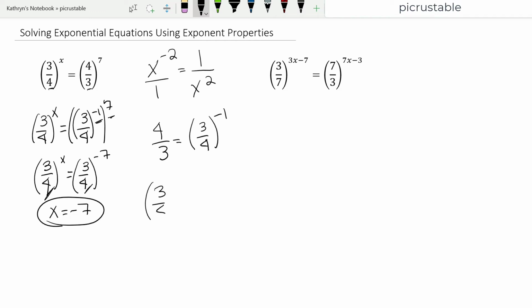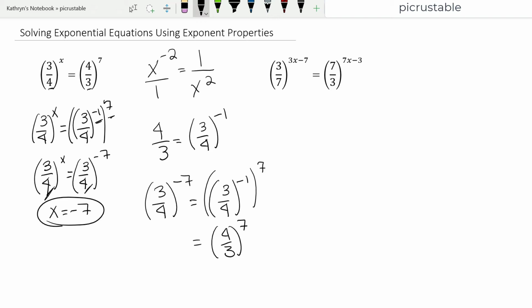We have 3/4 to the x. Well, the x we think is -7. Now, if I rewrote that, I could say that's 3/4 to the -1 all to the 7th power. Now, the -1 tells me I'm going to do the reciprocal. I'm really going to flip it. So we end up with 4/3 to the 7th power.